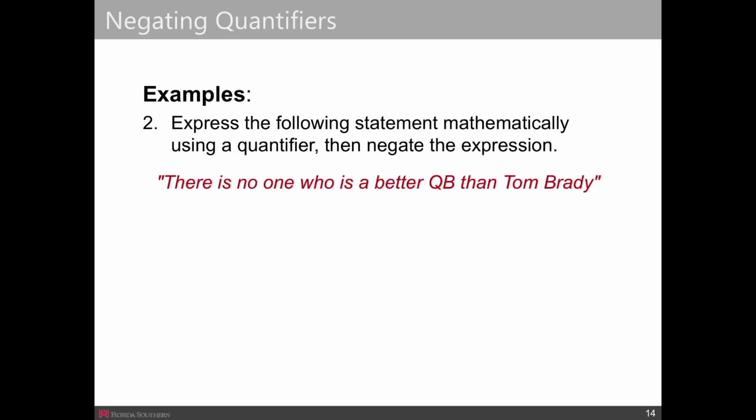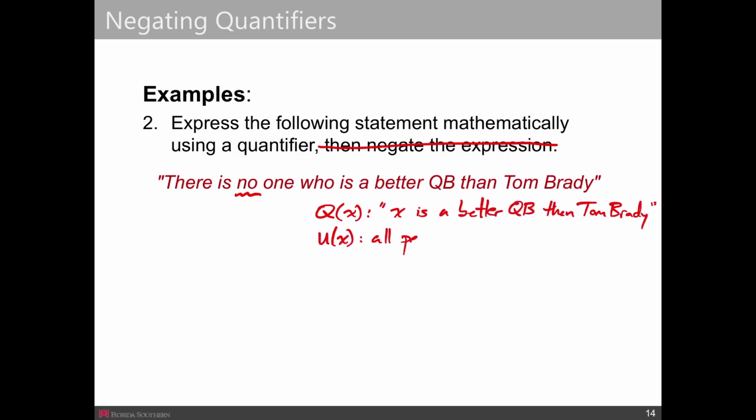Suppose I said there is no one who is a better quarterback than Tom Brady. And actually in this case, I don't think we need to negate the expression. I think it's already negated here by saying no one. So let me define Q, our predicate, at X to mean that X is a better quarterback than Tom Brady. And our domain of X is going to be all people. So the fact that we say there's no one, that's actually implying that there does not exist a person X that would make Q at X true. Right? There is no one.